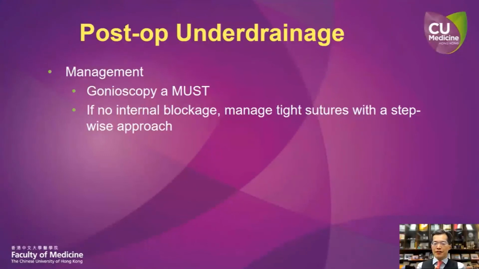First of all, post-operatively, if there is under drainage, I think the very first step you need to do is to perform a gonioscopy. You must perform a gonioscopy to rule out internal blockage of the internal fistular ostium by iris tissue, or perhaps by blood or by other things. So you must have a good look at the internal ostium to make sure that it is not blocked. And once you have confirmed that, then you can move on to the next few steps that I'm going to talk about.